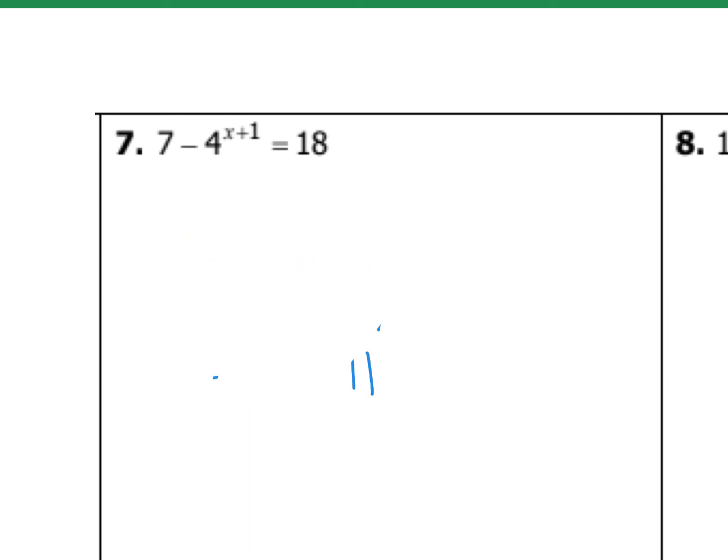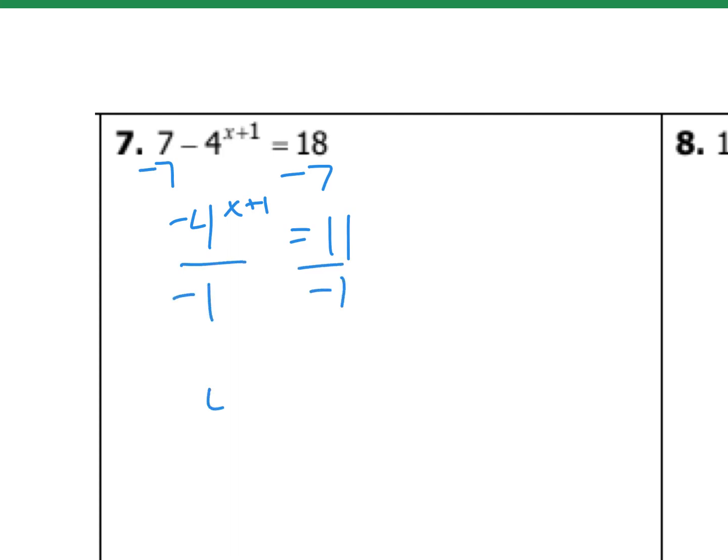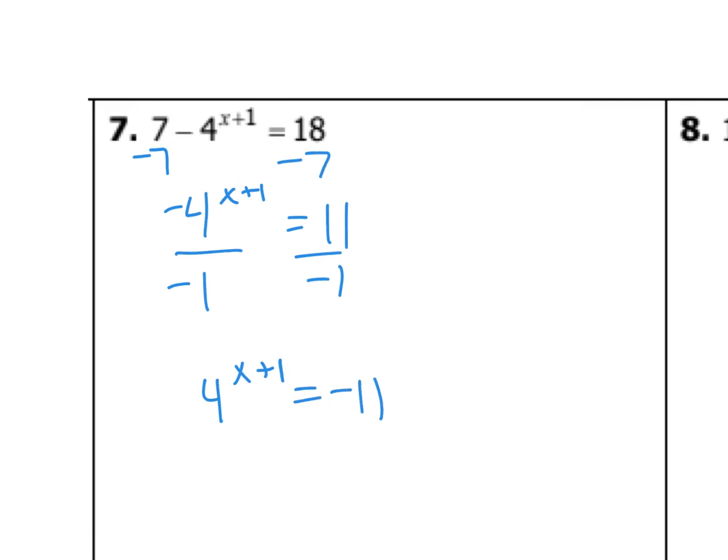Okay, so this one might work kind of similar to that. If I look, what should I do first? Subtract the 7. Do we all see that? So negative 4 to the x plus 1 equals 11. But can I have that negative out front? No, that's important. Divide it over. So 4 to the x plus 1 equals negative 11.